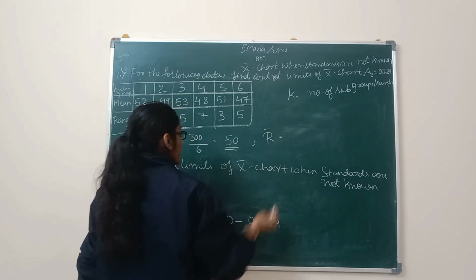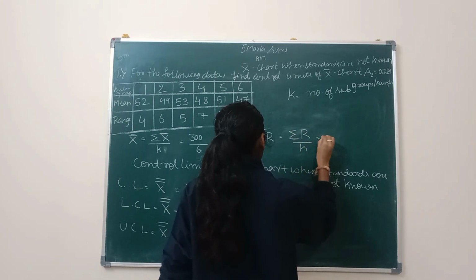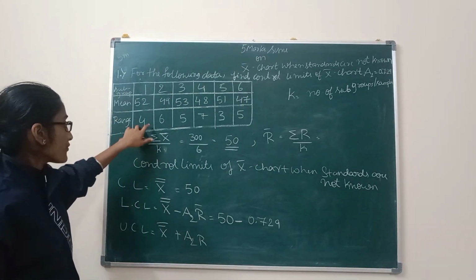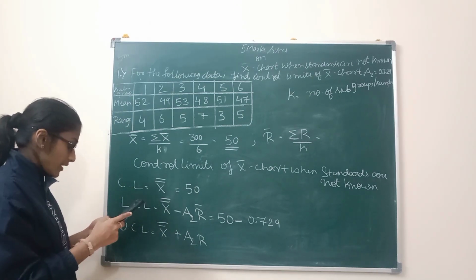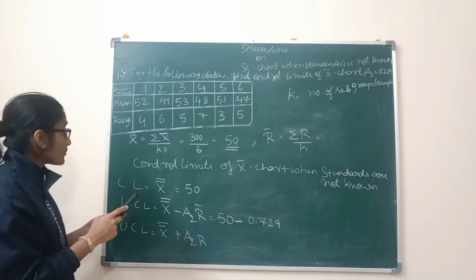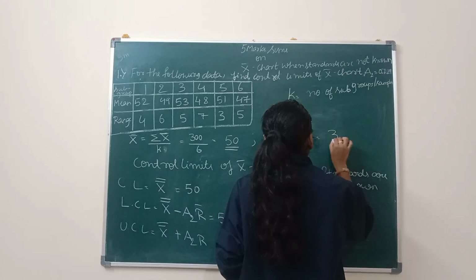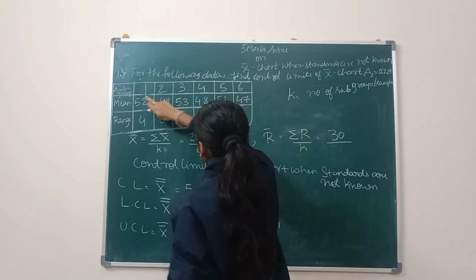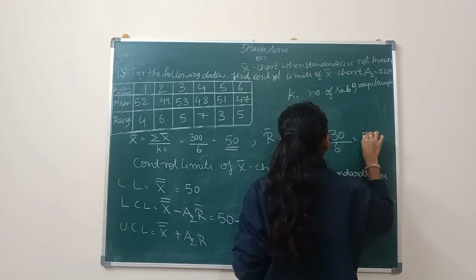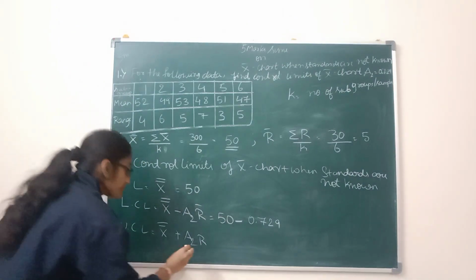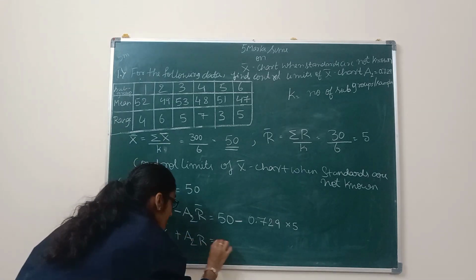R bar is equal to summation of R divided by K. Now summation of R is nothing but the sum of all ranges in the given data. So let me add R. So 4 plus 6 plus 5 plus 7 plus 3 plus 5. So we have got summation of R is equal to 30 divided by K. K is nothing but number of samples or number of subgroups. So 6. So R bar value is 5 when we divide. So A2 into 5.